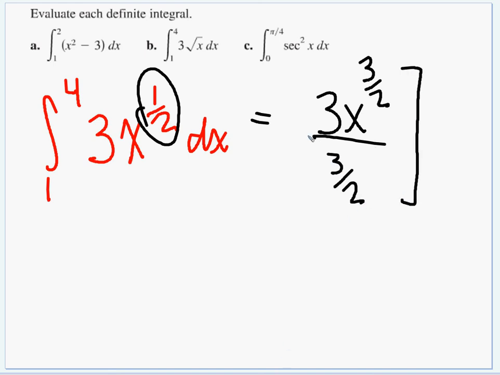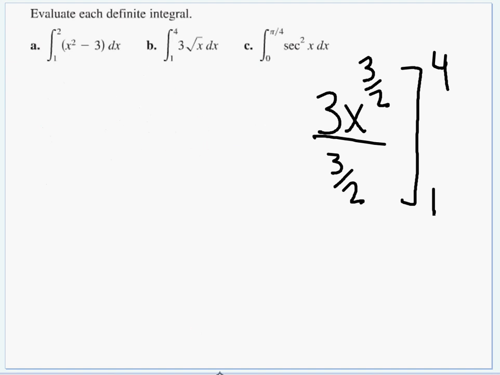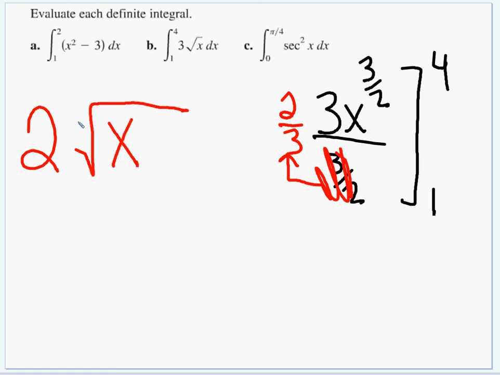And then our definite integral sign is now over, turns into a bracket from 1 to 4. Now before we evaluate that, let's clean it up a little bit. I am going to bring the 3/2 up and flip it, so now it's a 2/3. So let's see, 2 over 3 times 3 over 1, that's going to be 6 over 3, or just turn into a 2, x to the 3/2. And I'm going to write it like this. X to the 3/2 means it's the square root of x cubed.